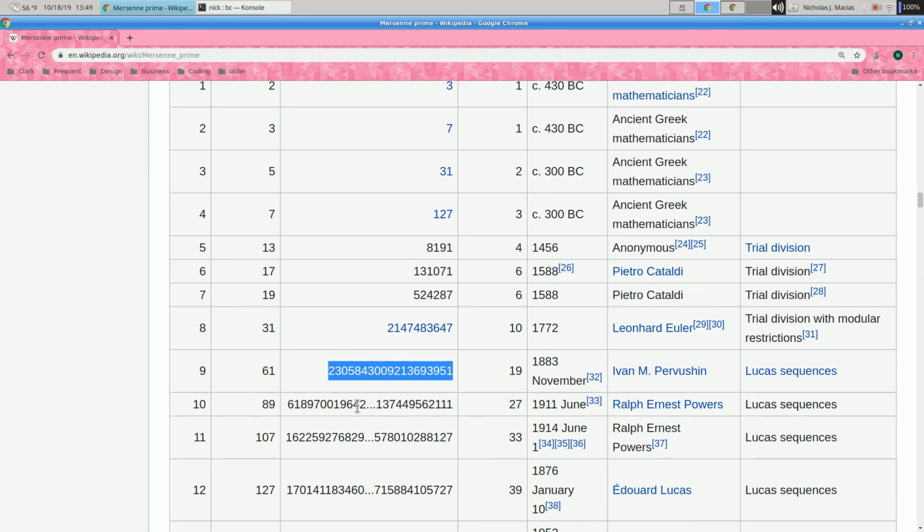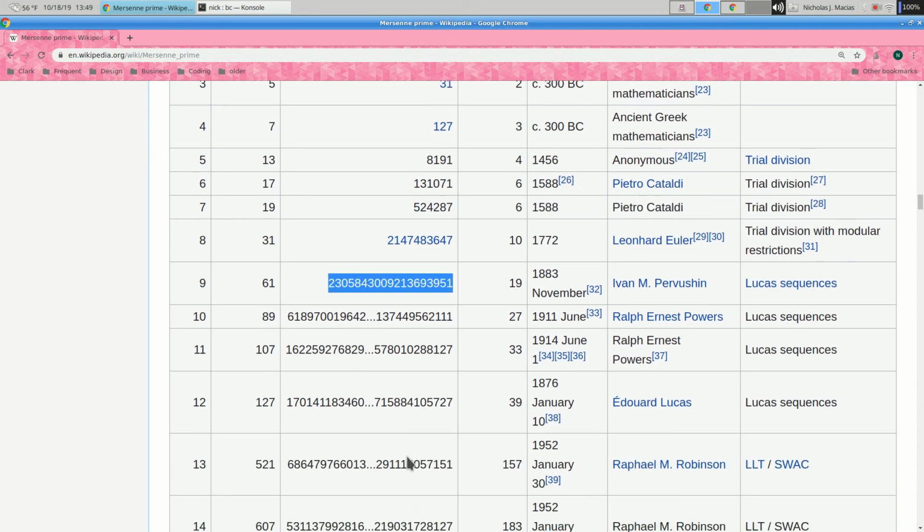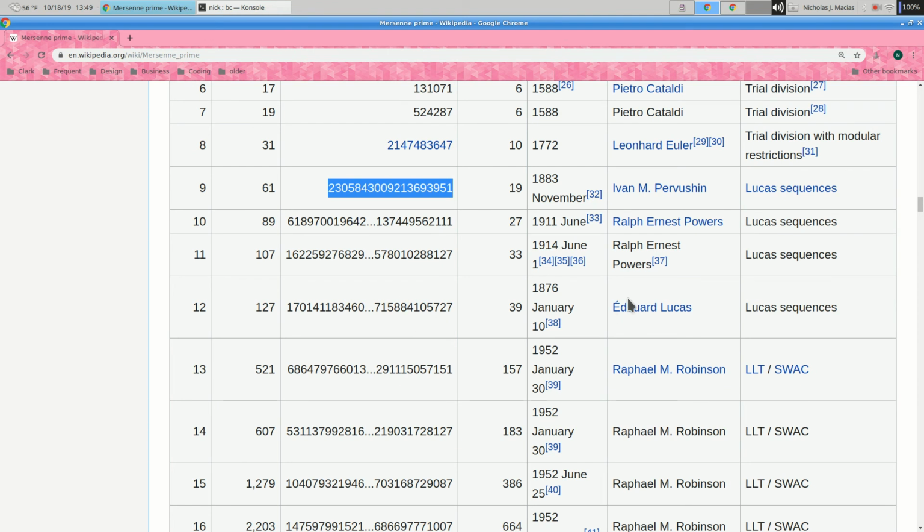So 1900s, 2 to the 89th, 2 to the 107th. This one was Lucas. In 1876, he found 2 to the 127th.